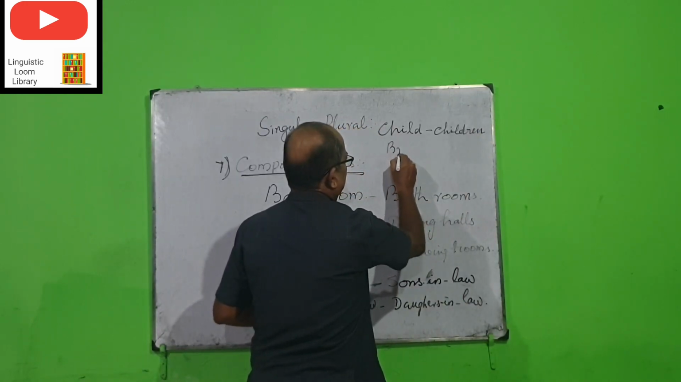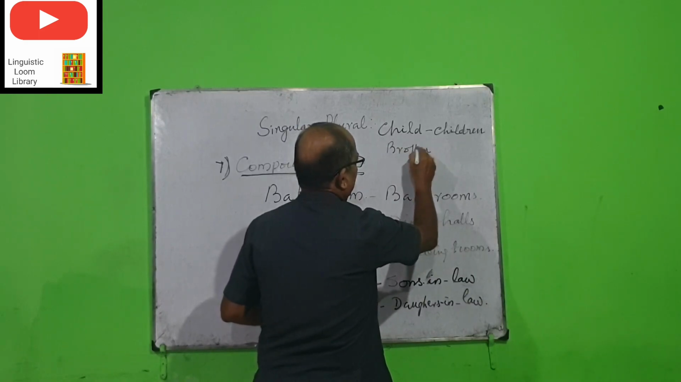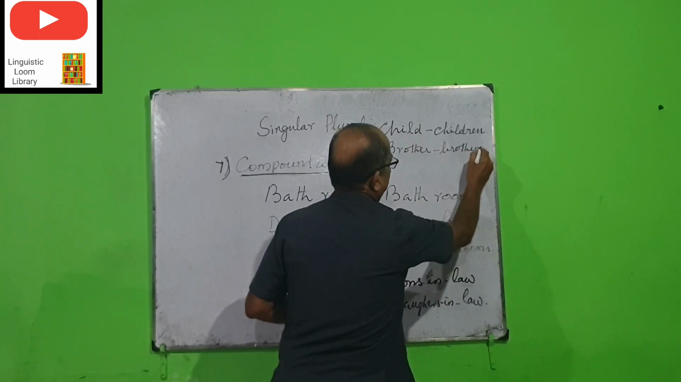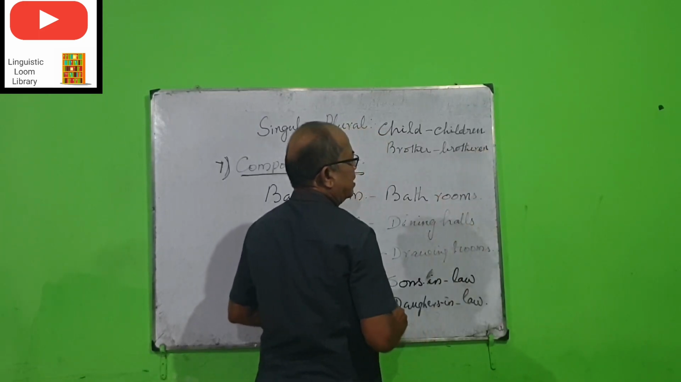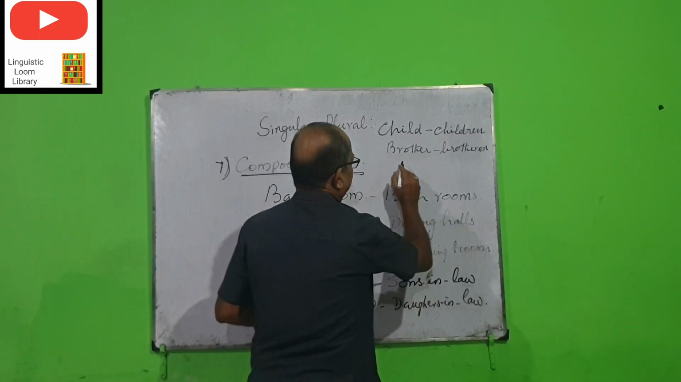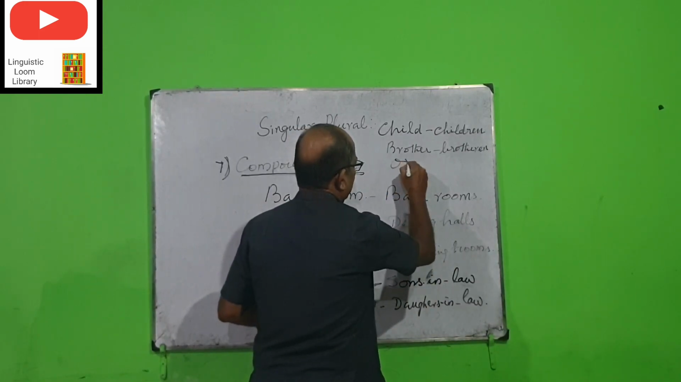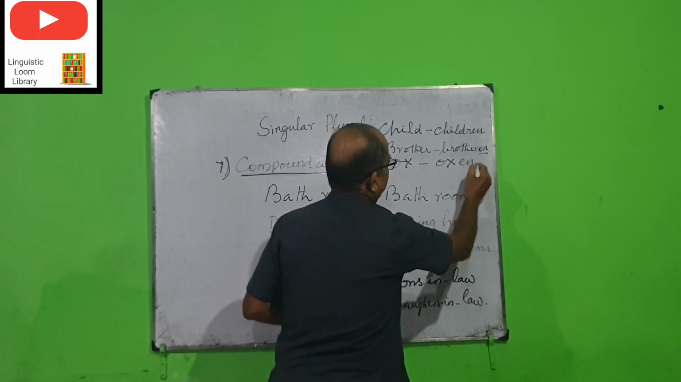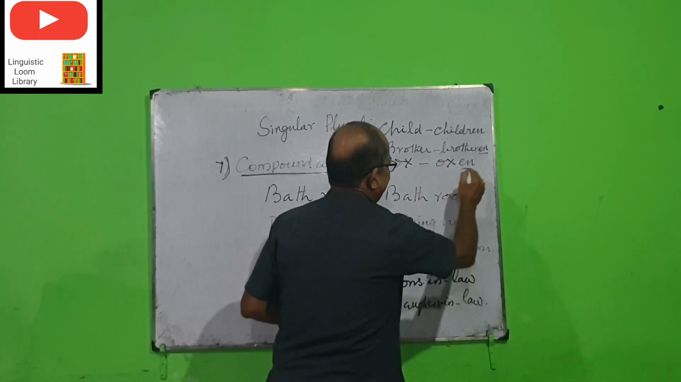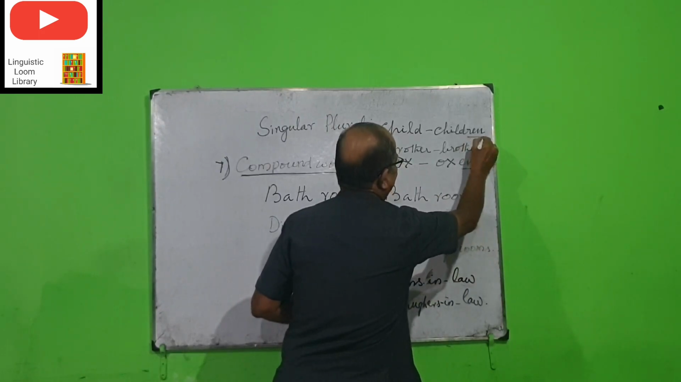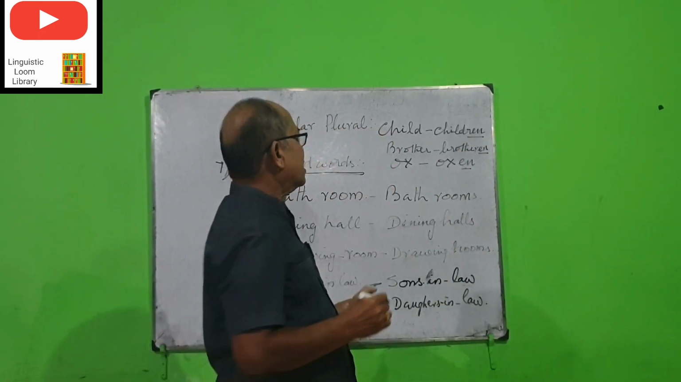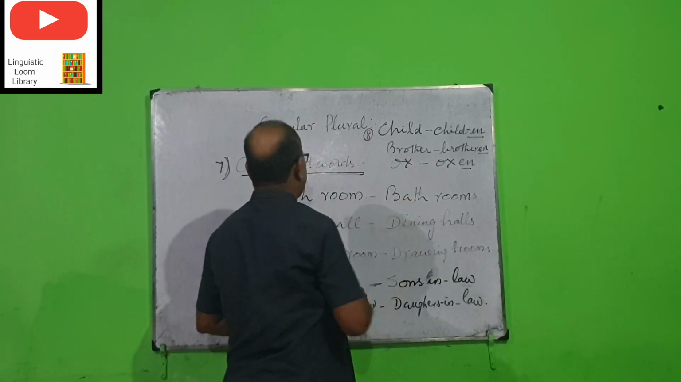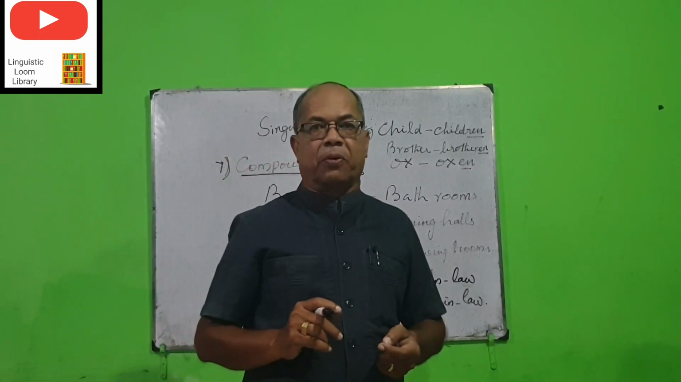Brother, brethren, and then like that, ox, oxen. By adding en and by adding ren, certain nouns are changed into plural. That is the eighth model in singular plural.